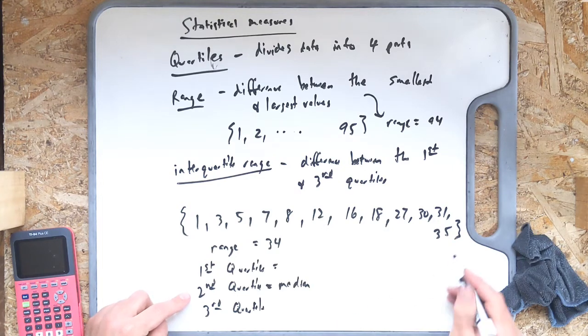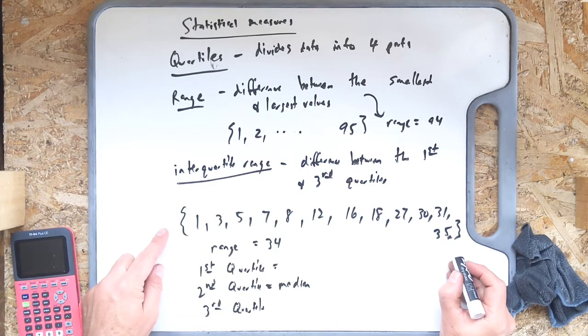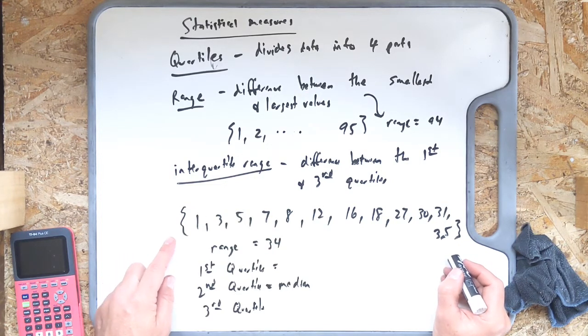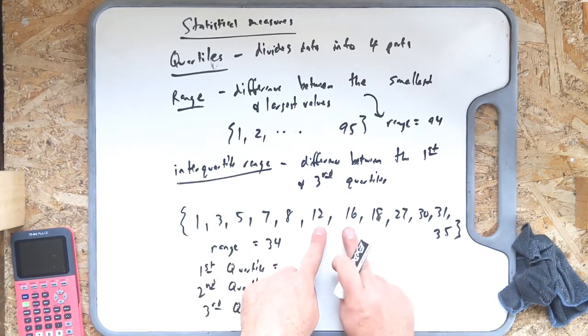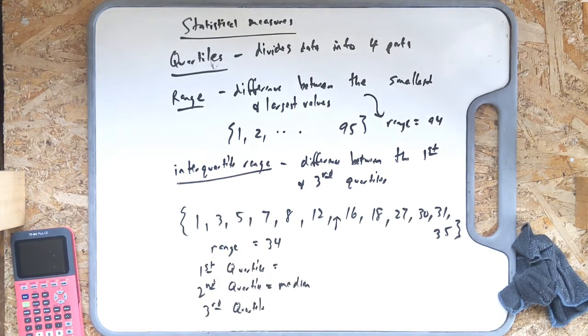Okay, so start with the median. The median is the middle again. There are 12 pieces of data, which is even, so it's going to be between 2 pieces. 1, 2, 3, 4, 5, 6, 7. It's right between here. So that median is the average of 12 and 16, which is 14.